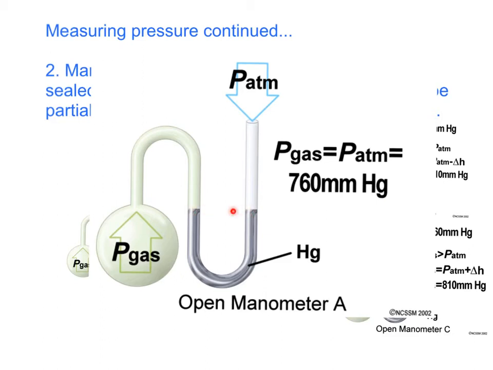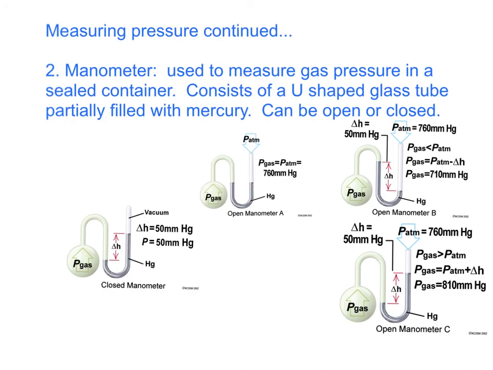So there's 0 delta H. That means the atmospheric pressure is exactly equal to the pressure of the gas. This would be the gas, this would be the atmosphere. They're both pushing equally hard on the mercury, so there's no height difference. So that's how you would use an open-end manometer. Now let's look at a second example here.